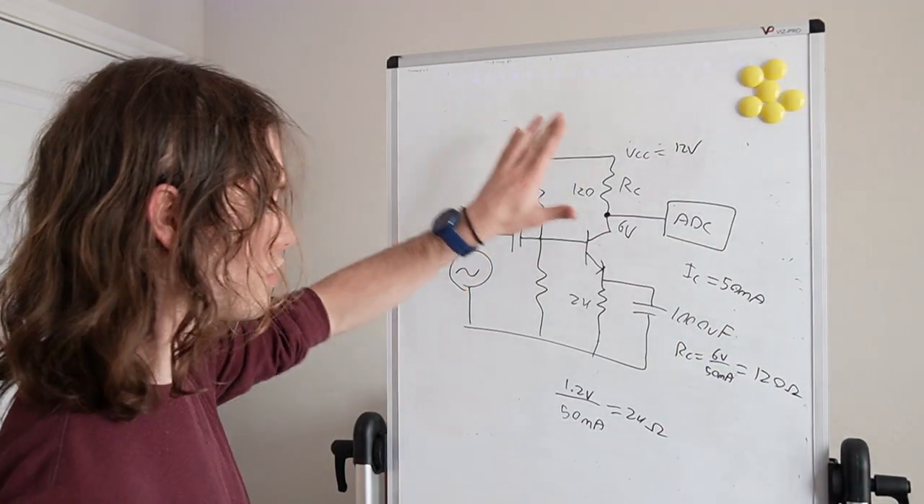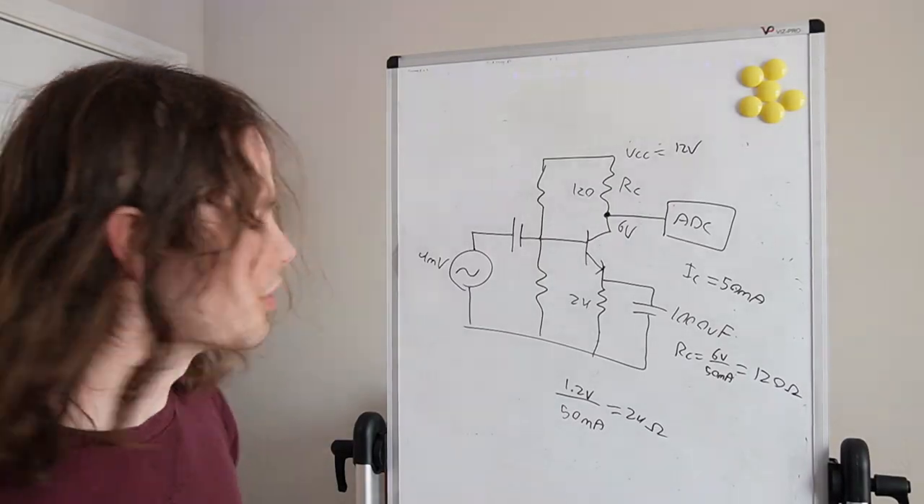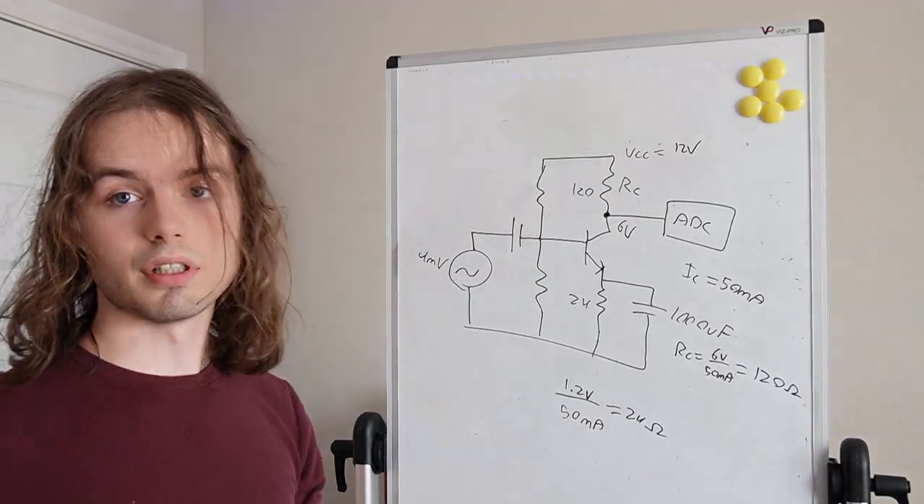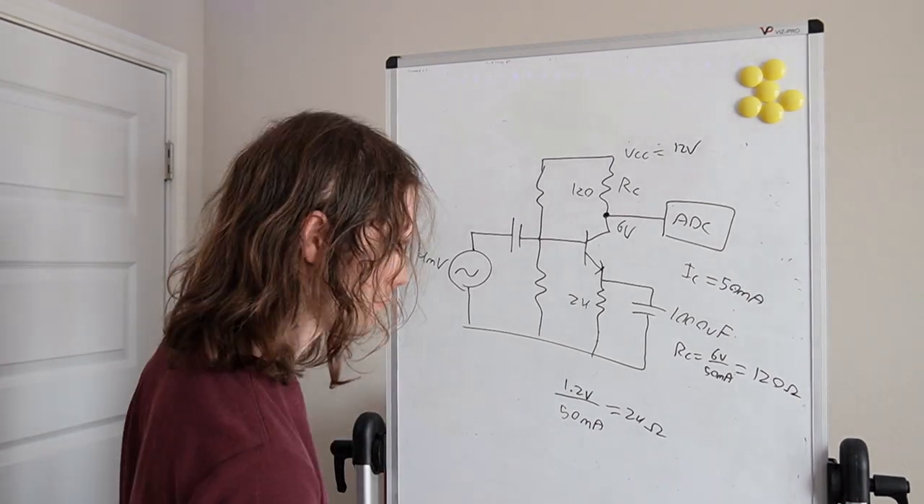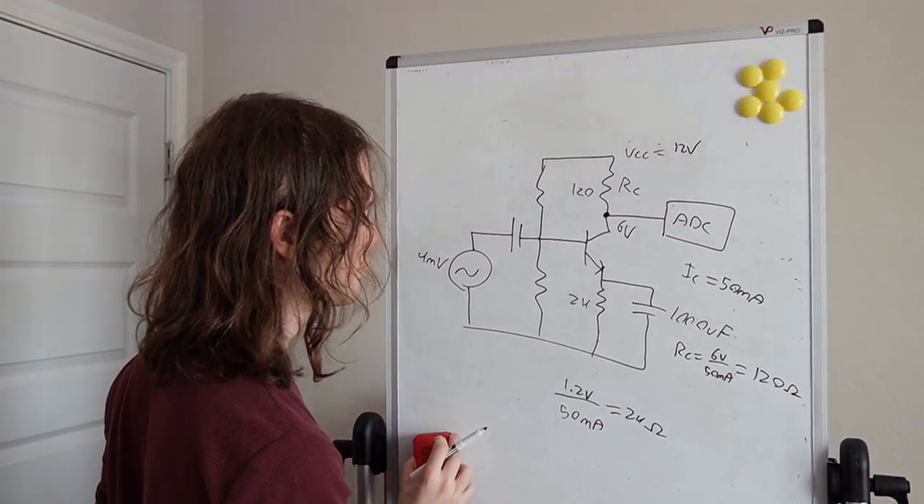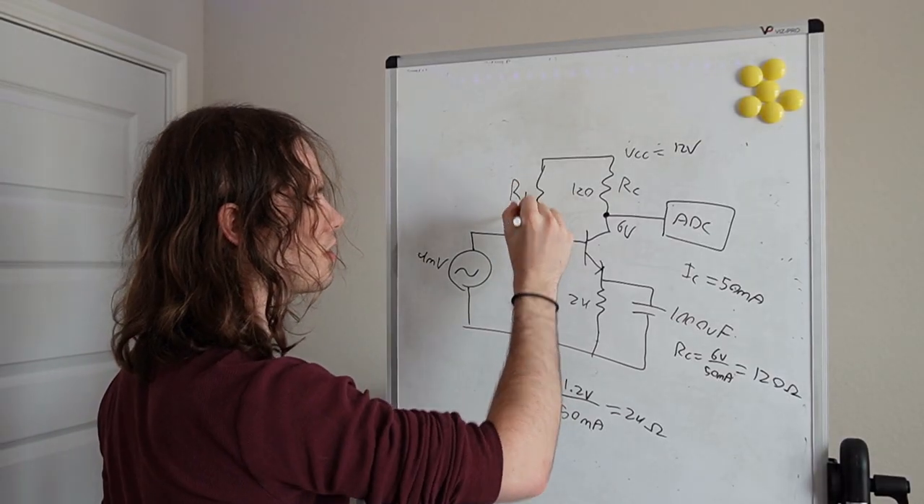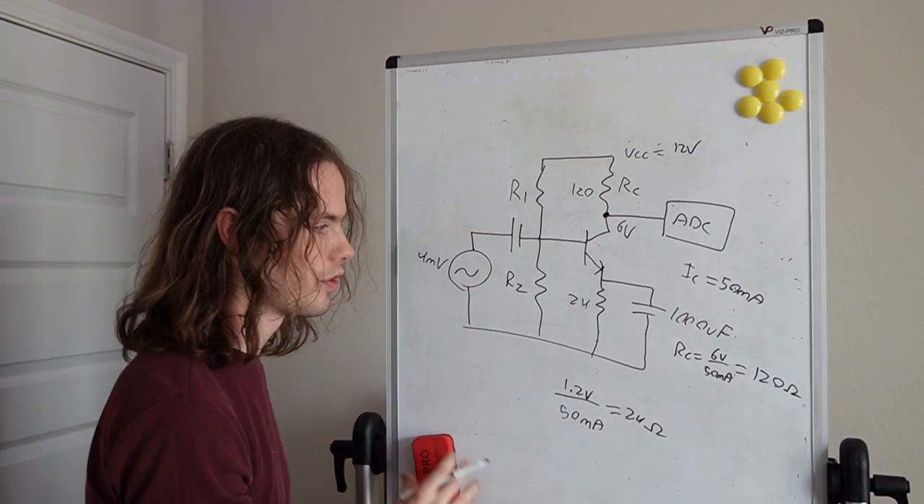Okay, so that's this side. We've already calculated all the values. Let's go to this side. This one is a little more involved. So how do you pick these values? Let's say the top side is R1 and the bottom side is R2.